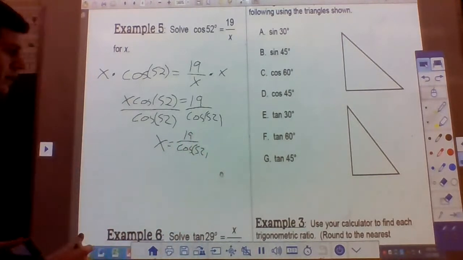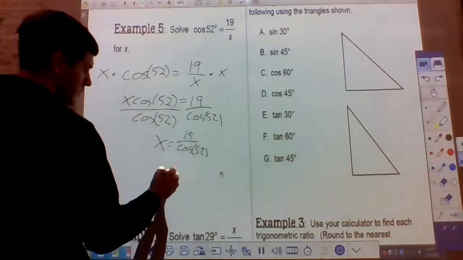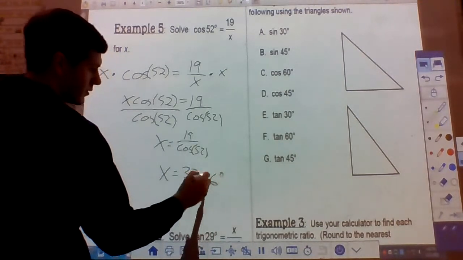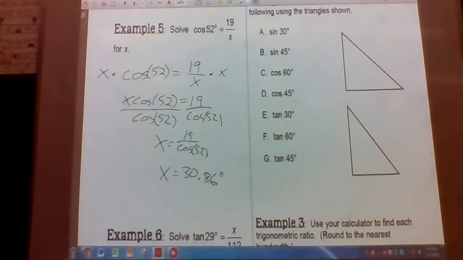If we put that in our calculator, we put in 19. We hit the divide sign, and then we put in trig cosine 52. We hit enter. We get 30.86. Cosine of 52 is 0.615661. We have to do 19 divided by that answer, and we get 30.86.